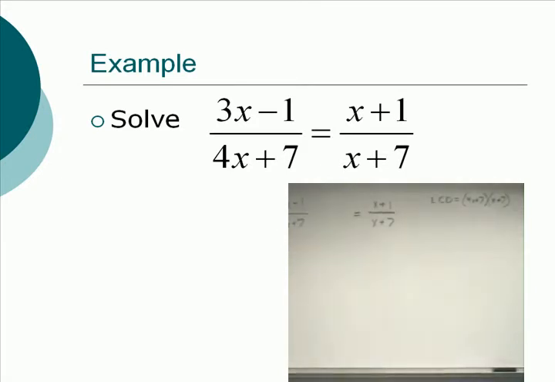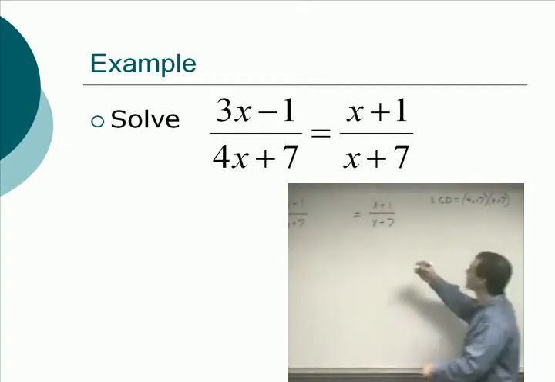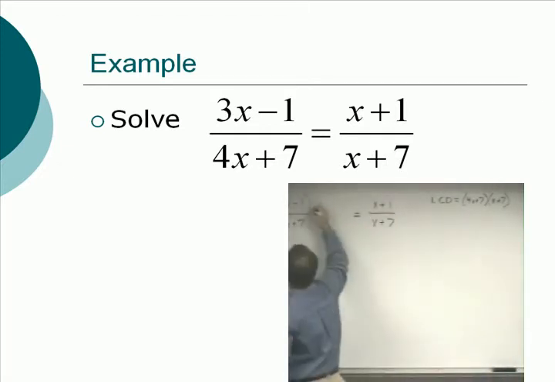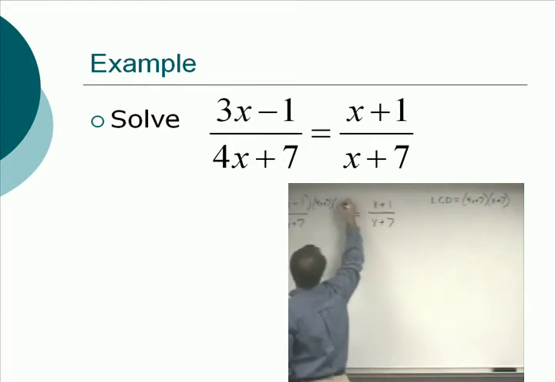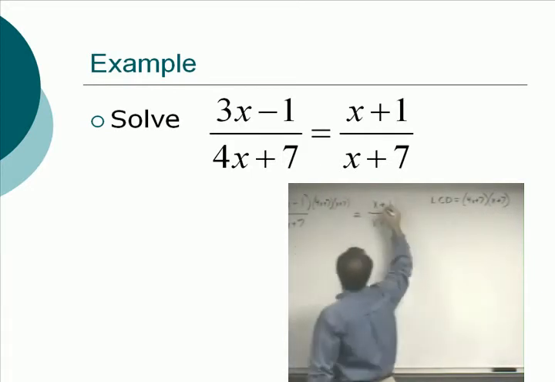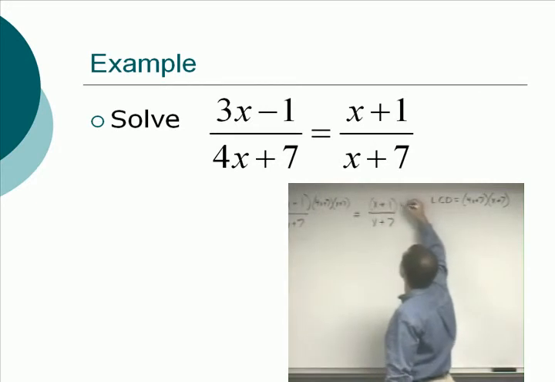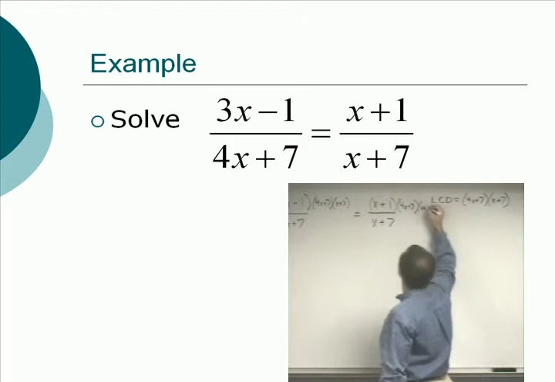Now we're going to multiply everything by that LCD. That'll clear off the fractions and we won't have a fractional equation left. All right? So let's multiply everything by our LCD. Let's multiply this by 4x plus 7 and x plus 7. And we're going to multiply this by 4x plus 7 and x plus 7.